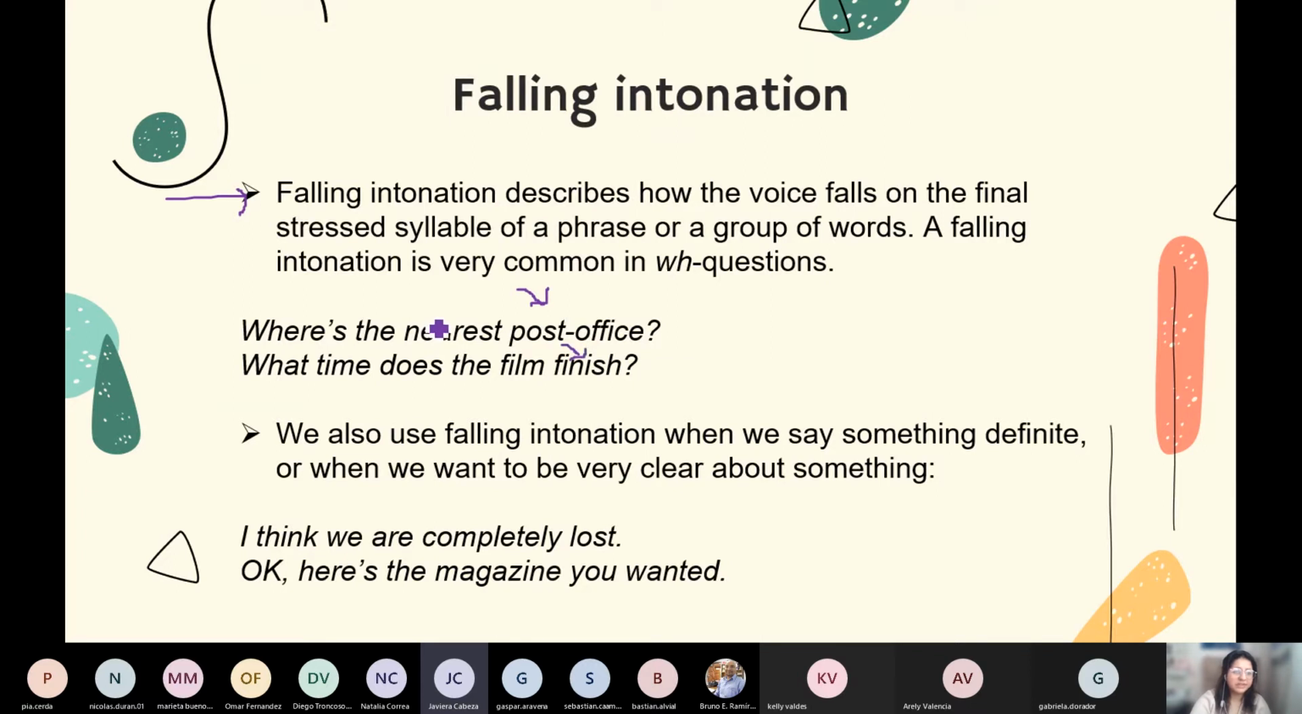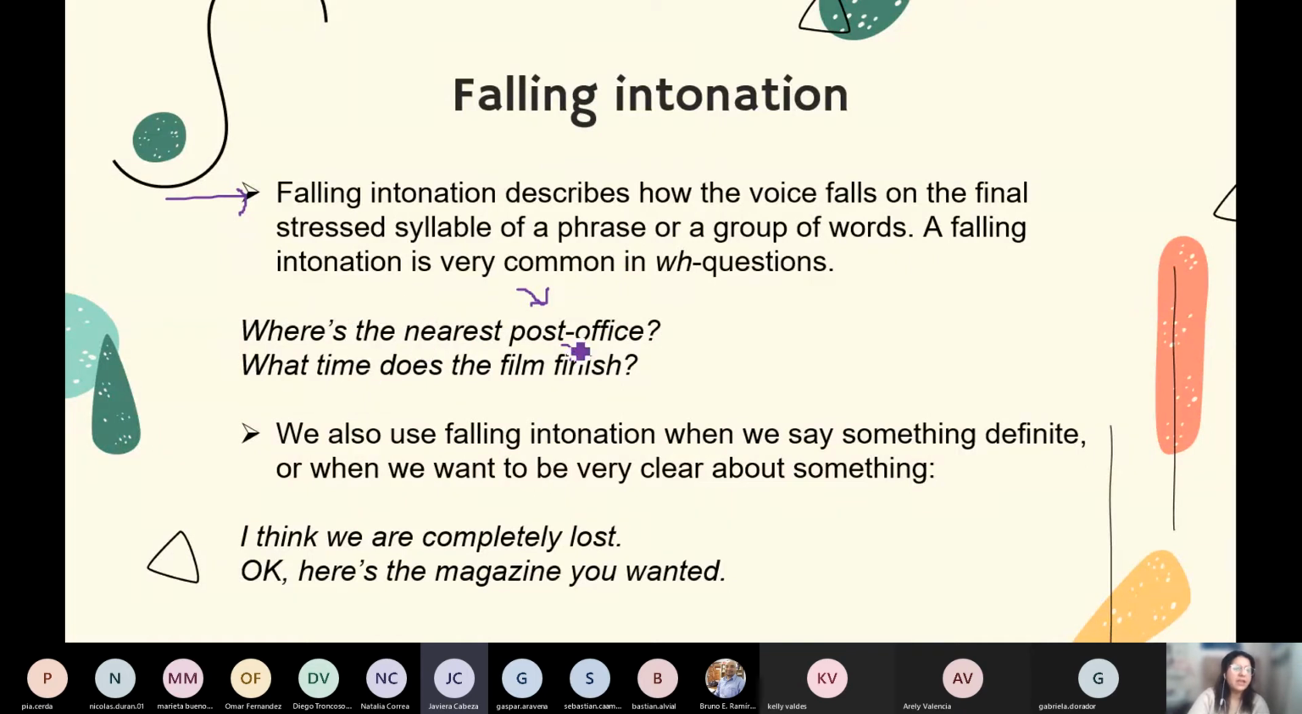So when we read this, we say, where's the nearest post office? We don't say, where's the nearest post office? It sounds weird, right? We say, where's the nearest post office? Like it says, it describes how the voice falls on the final stress syllable. In this case, it's post office, so that's why it falls there.